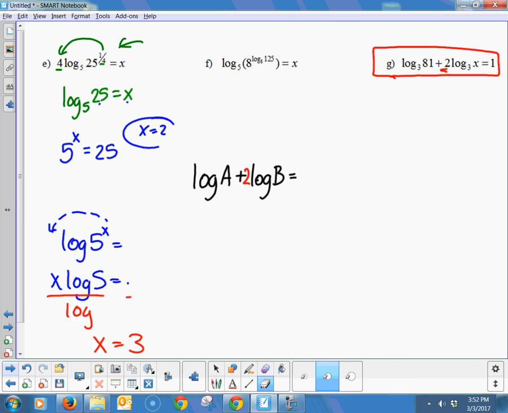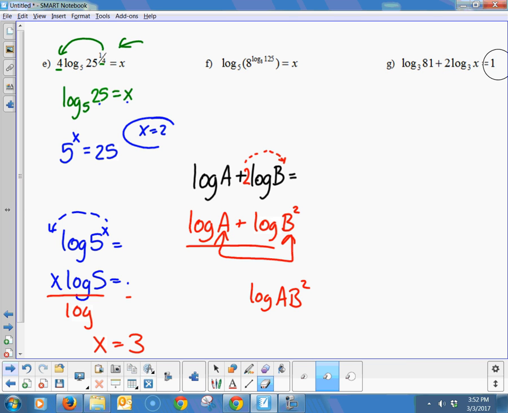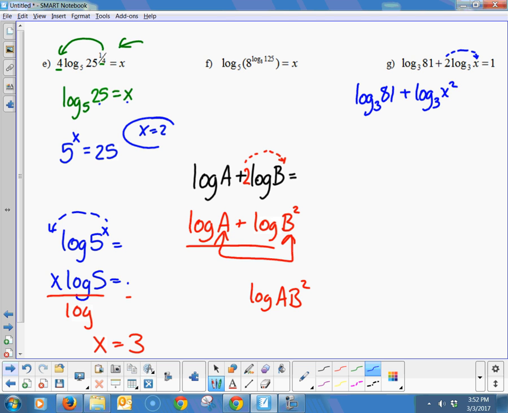But what we can do is take that 2 and swing it up and make it B squared. So we'd have log of A plus log of B squared. And now we can combine those two statements and make it log of A B squared. So that's what we're going to do in this problem. We're going to take that 2 and swing it up top, make it right there. So we get log base 3 of 81 plus log base 3 of x squared equals 1.